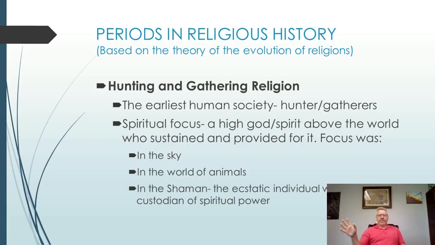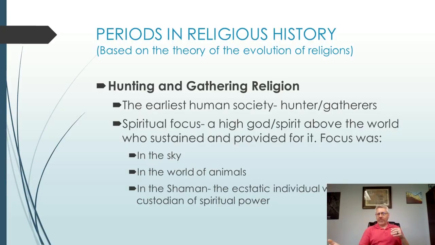Looking just real quickly at the periods of religious history, and we'll talk a little bit more about this later on. Now, this is based on the theory of the evolution of religions. In another video I'm going to mention that I don't necessarily fully accept this concept of the evolution of religions, and I'll explain why in that video. But this is just a way of looking at how the different religions and different levels of religions formed.